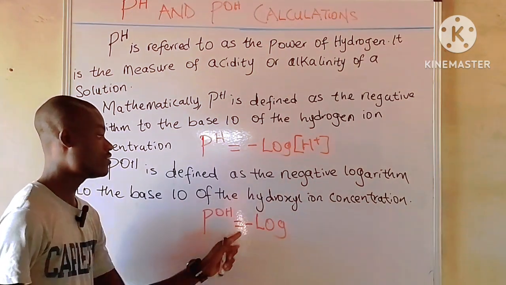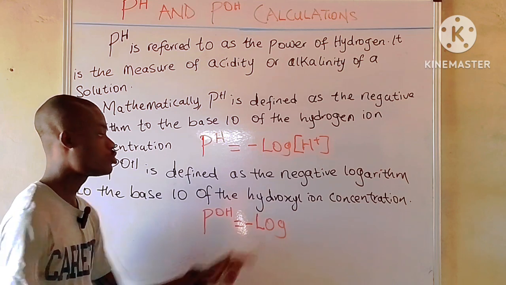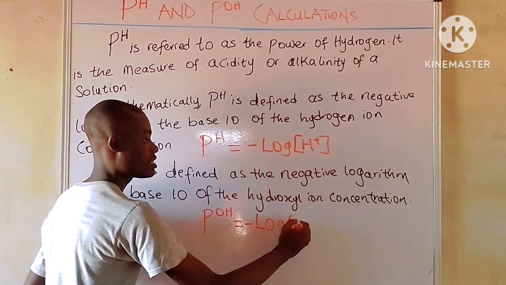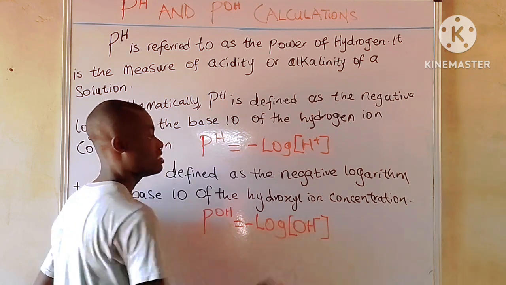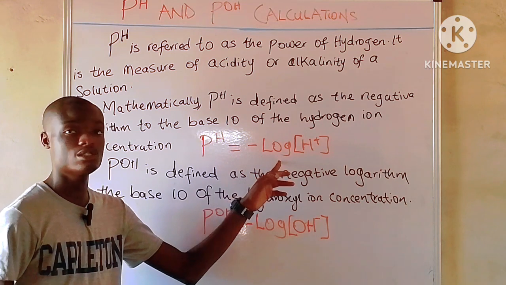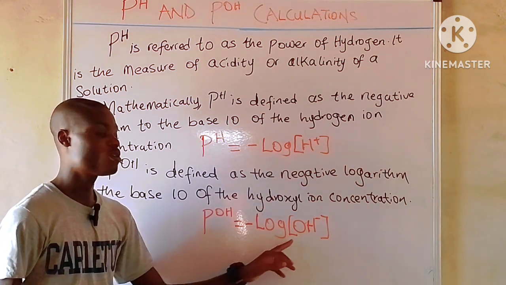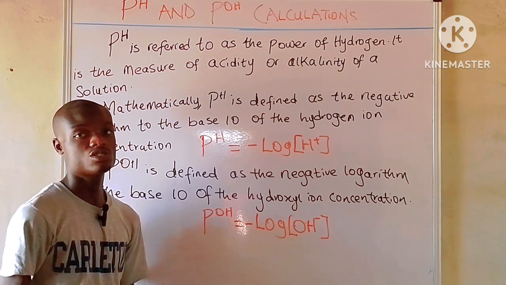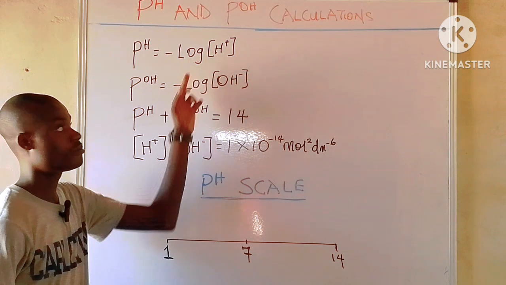So it is the negative logarithm to the base 10, though not indicated here, of the hydroxyl ion concentration. The hydroxyl ion is presented in chemistry as OH minus. So in essence, we have pH as the negative logarithm of the concentration of hydrogen, and pOH as the negative logarithm of the hydroxyl ion concentration. For calculation purposes, we have these four formulas.